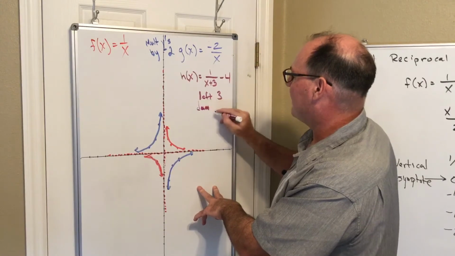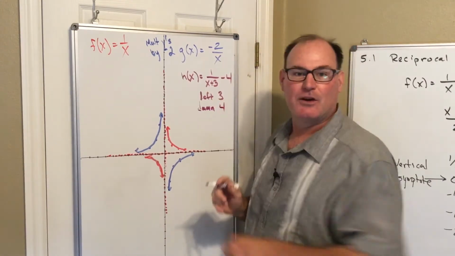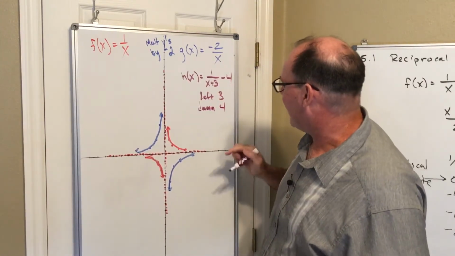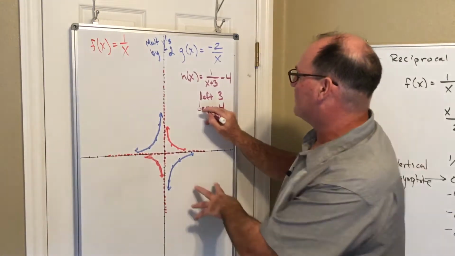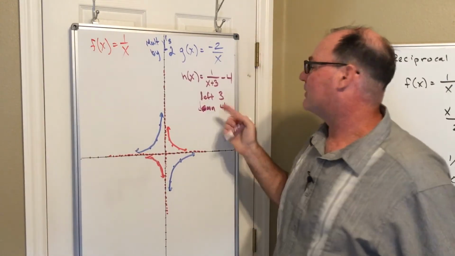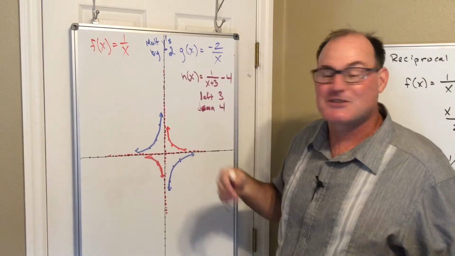Don't know what I'm spelling there, class. Down 4 units. Looks like a bad word there, but that does say down. Sorry. Okay, here we go. Down 4. You can hear my daughter laughing, so that's all good.